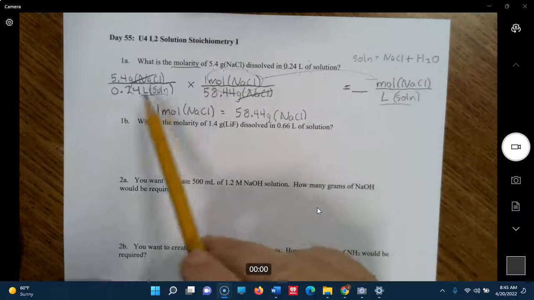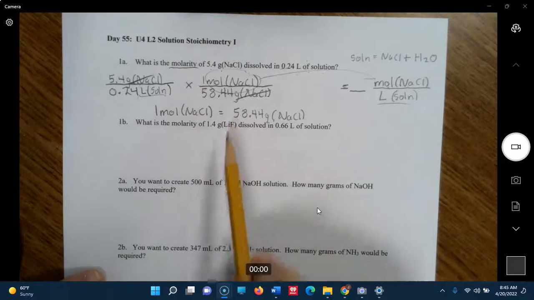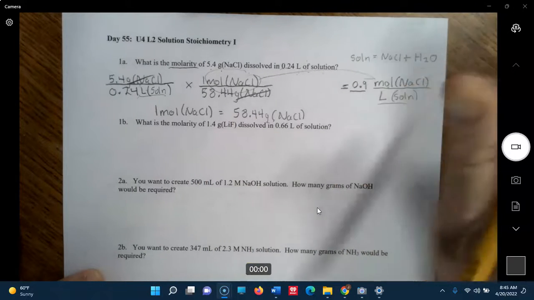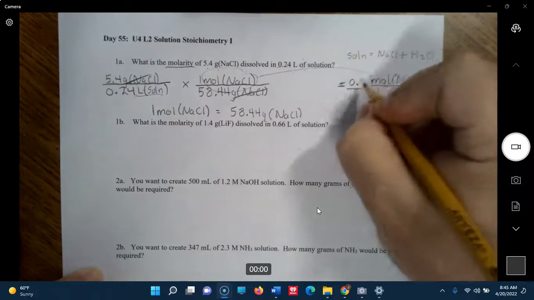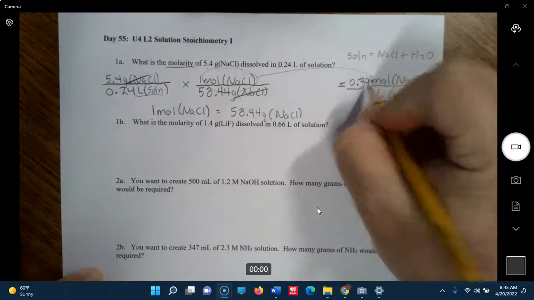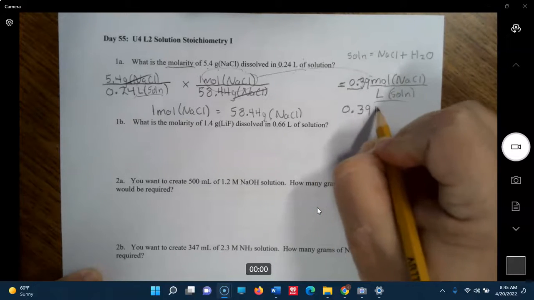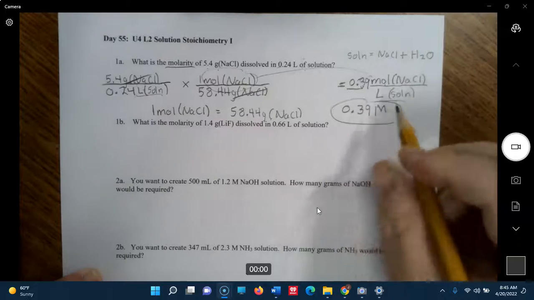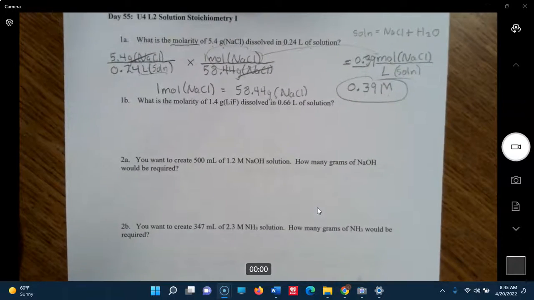Okay, so 5.4 divided by 0.24 divided by 58.44, and that gives you 0.39. And the way you should finally write that, although I would not mark it wrong on a test if you didn't, is its molarity, it's capital M. Okay, so that's that. Okay, move on to A.